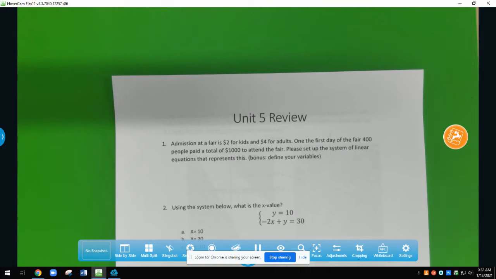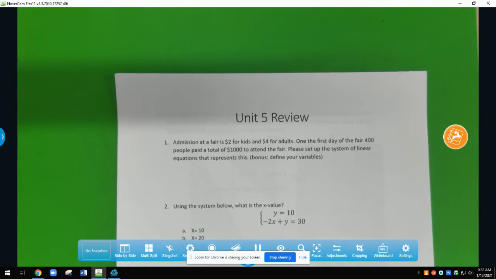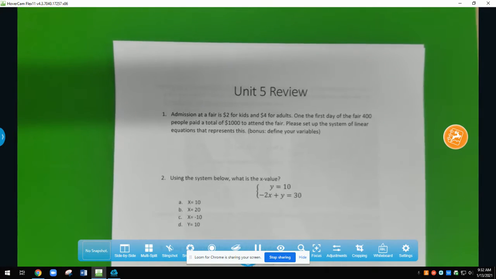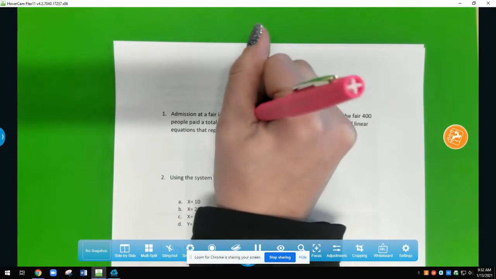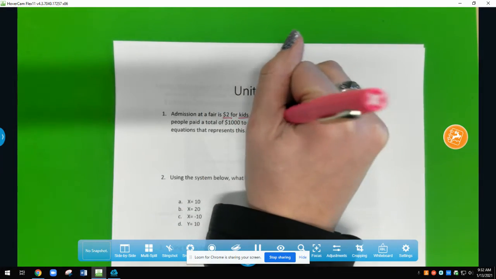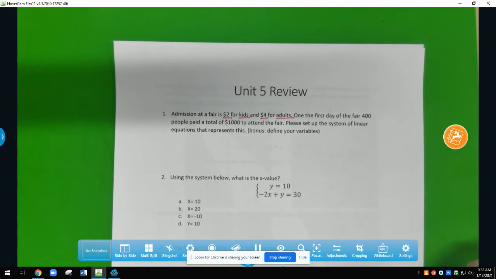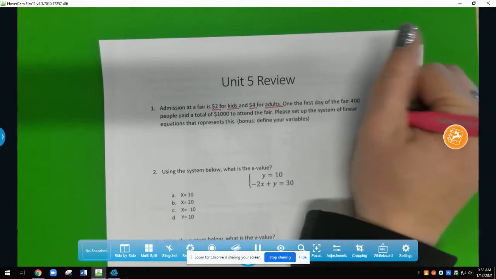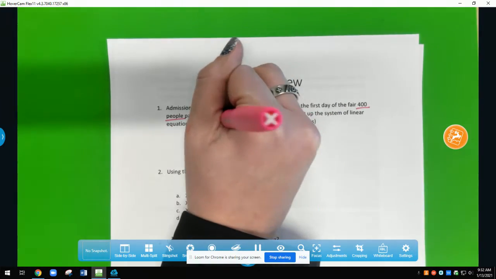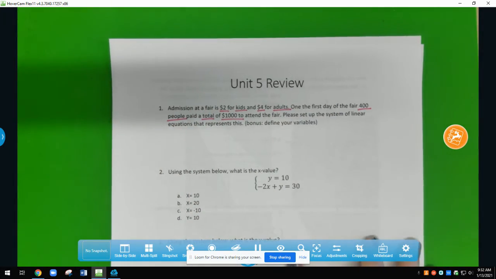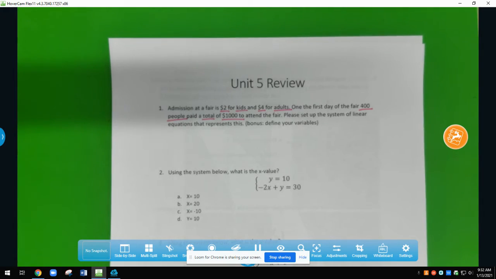Okay, today we are going to go over the Unit 5 review for your test over systems. So let's start with number 1. Admission at a fair is $2 for kids and $4 for adults. On the first day of the fair, 400 people paid a total of $1,000 to attend the fair. Set up the system of linear equations that represents this.